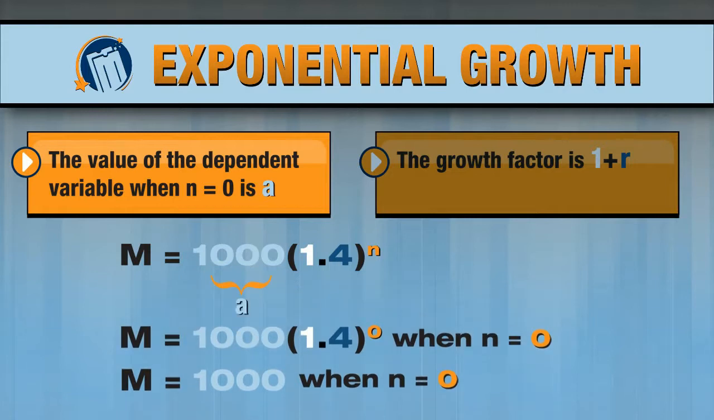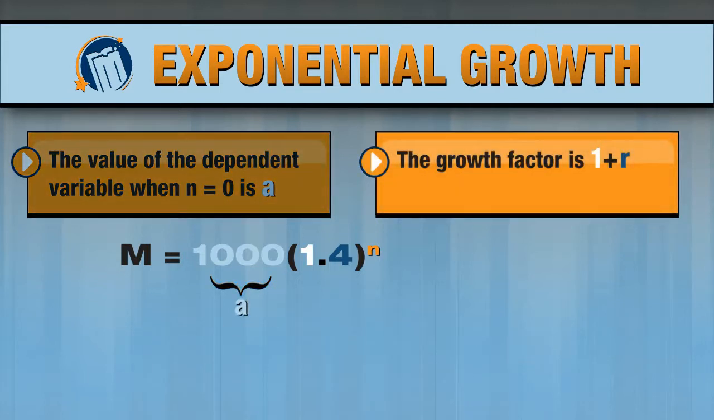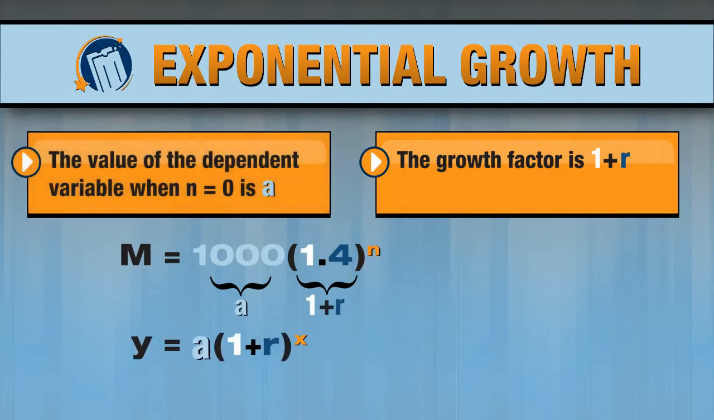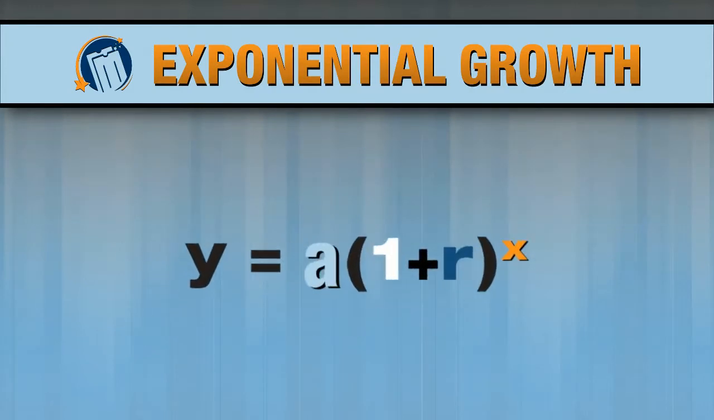The second important value is the growth factor. In our example, the growth factor is 1 4/10. This is 1 plus the growth rate, r. To generalize, instead of using m for membership and n for number of months, we can replace these variables with y and x. So any exponential growth equation can be represented by y equals a times the quantity 1 plus r to the x power.